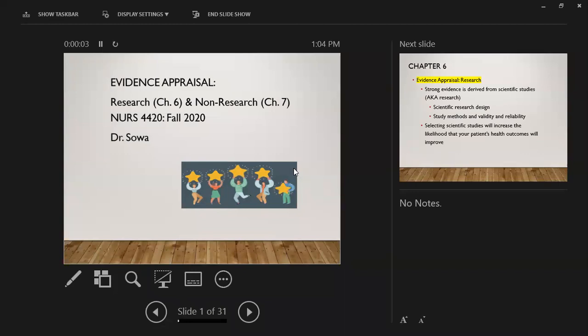Yes. Okay. Chapter 6, we are talking about research, original research. Chapter 7, non-research. It means they read other people's previous studies and use that for their practice. But depending on your PICO question, you can cite non-research for your PICO or for your paper. But we have to follow a totally different path.